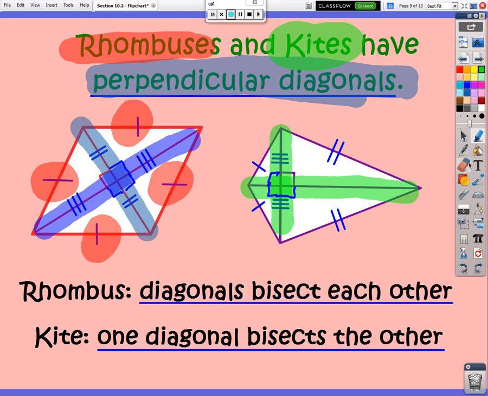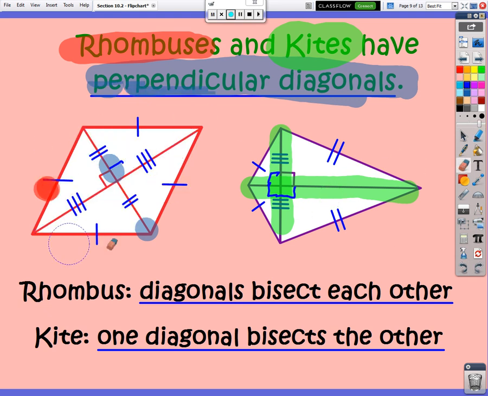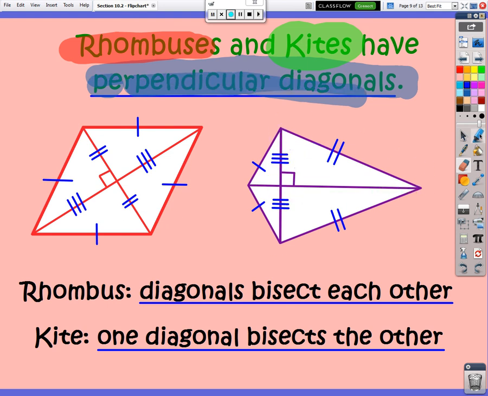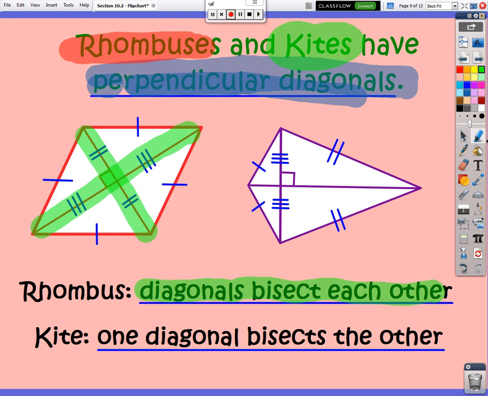All right, another property of kites and rhombuses that I will give you on quizzes and tests: for rhombuses, the diagonals, not only are they perpendicular, but they bisect each other. They cut each other in half. So this longer diagonal is going to cut this shorter diagonal in half, which is why I have these congruent markings on the shorter diagonal's two pieces, and on the longer diagonal, these two pieces are congruent to each other. So again, I will put those markings in the problems for you.